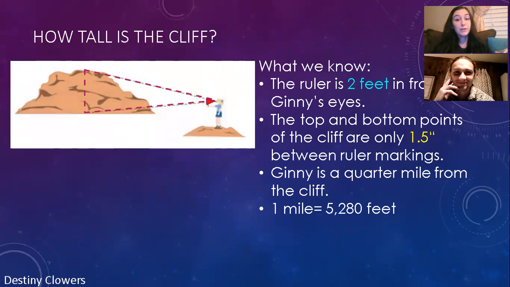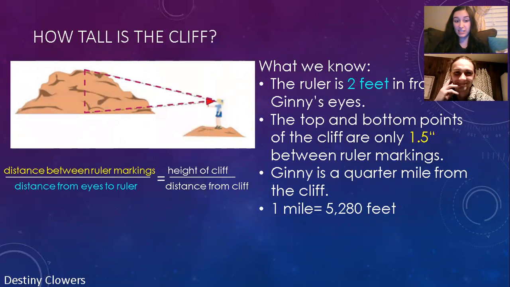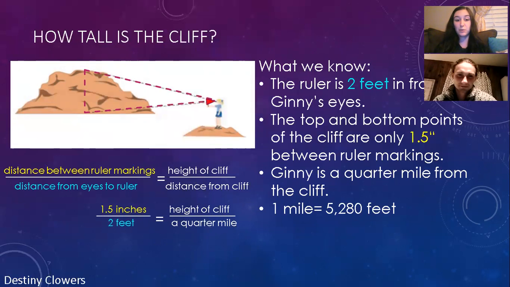Now, Jenny is also a quarter mile away from the cliff, and it tells us that 1 mile equals 5,280 feet. So to solve for the height of the cliff, we're given this equation. This equation states that the distance between ruler markings divided by the distance from eyes to ruler equals the height of the cliff divided by the distance from the cliff. Now we're going to plug in everything we were given in the problem.